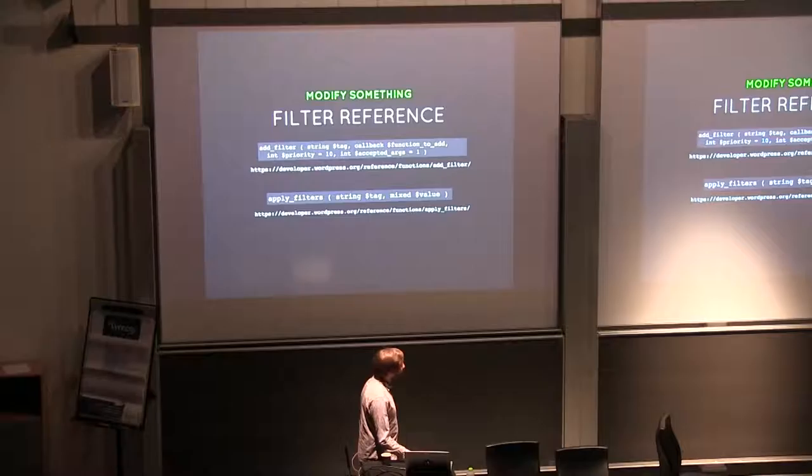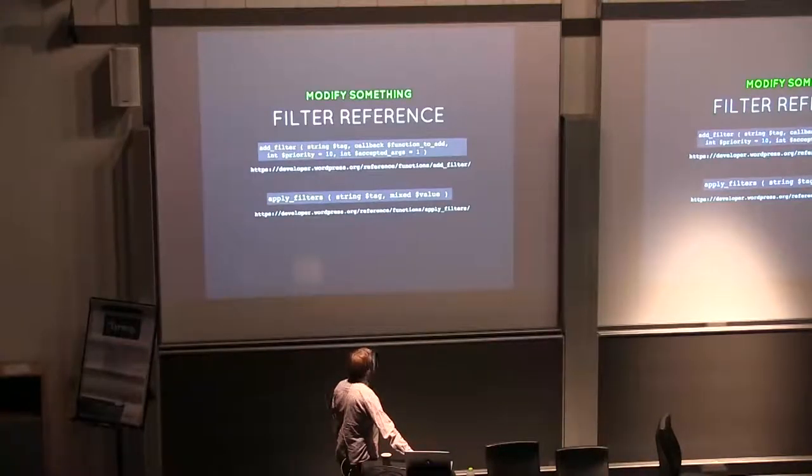So let's have a look at the summary of filters. It's very similar to actions, really. Basically, you've got the tag, the hook name, and then the function you want to run, the priority again, and how many arguments you're going to send. And that's a very important one here because we're typically changing some content and sending it back. Apply filters, again, it's just the hook name and then whatever information you want to give the opportunity to actually change.